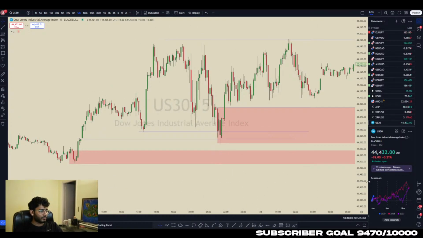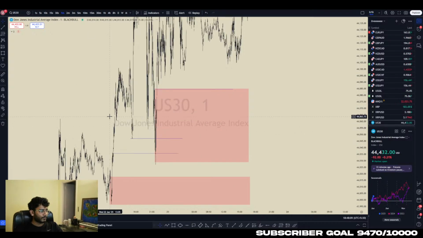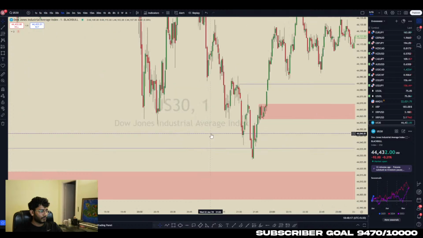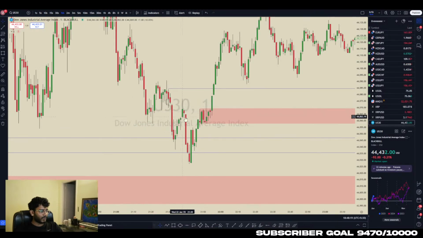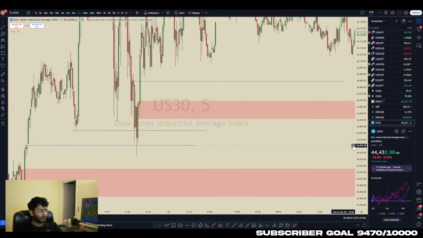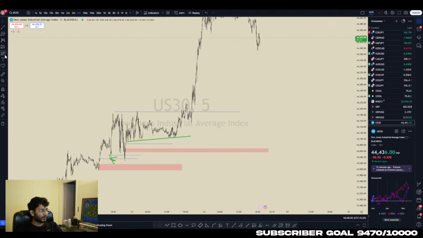Here on 5 minutes we can see price started to go down from here. If we refine this, we can see there is an order block over here. This is the breaker block to the left side, and this is the order block. We have this inducement and all the liquidity. If price comes down, then it can tap this order block and then shoot up to the upside.